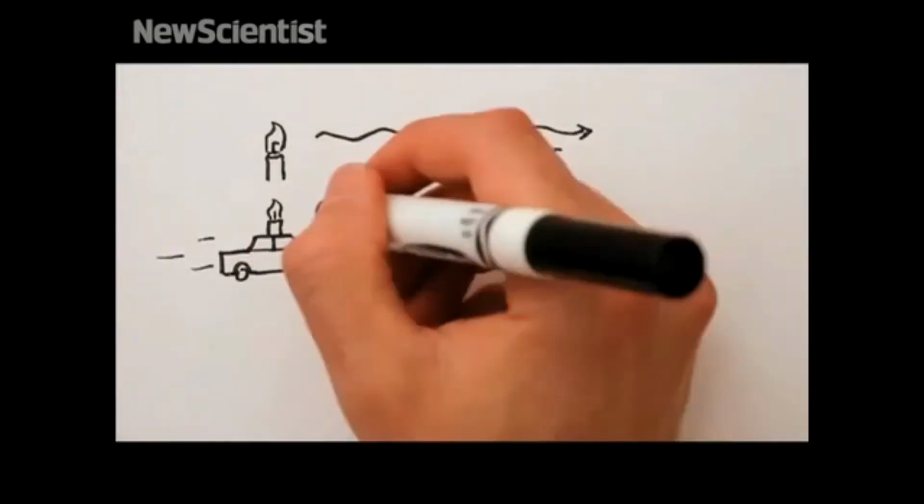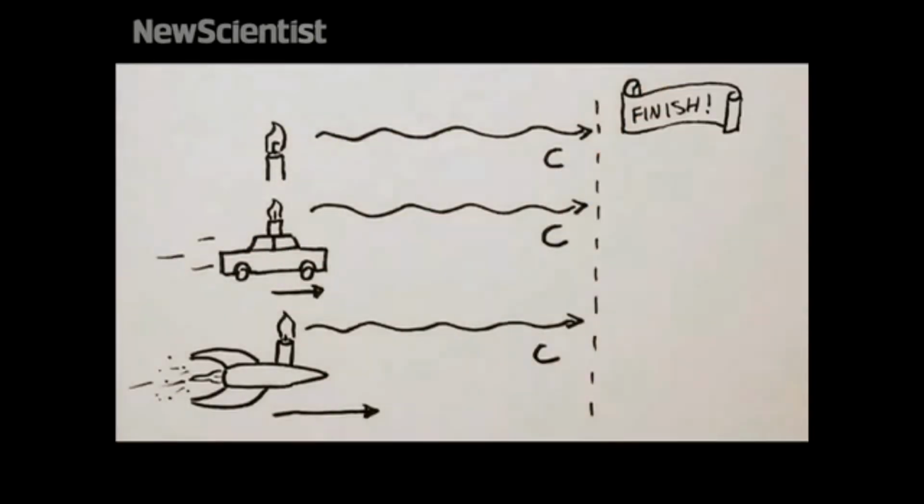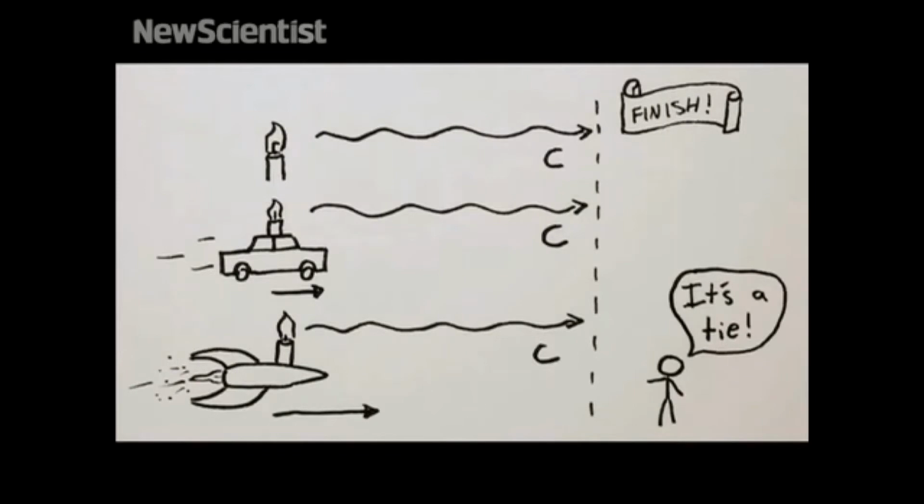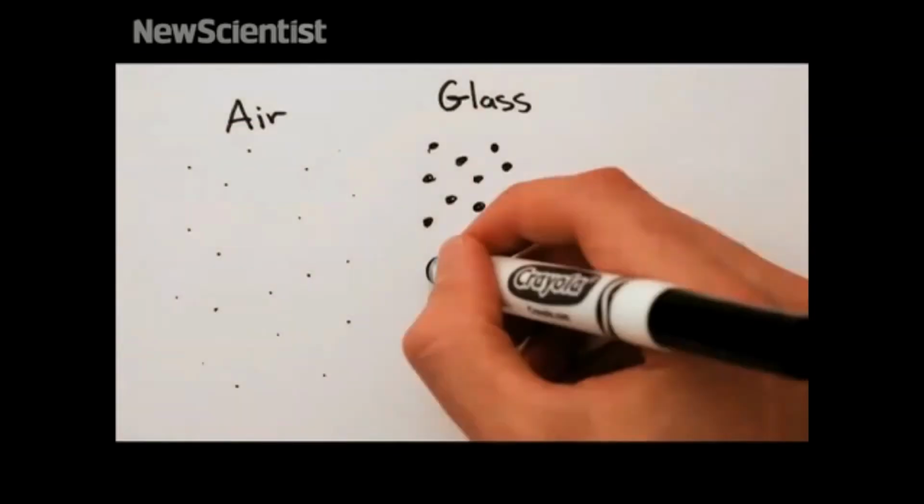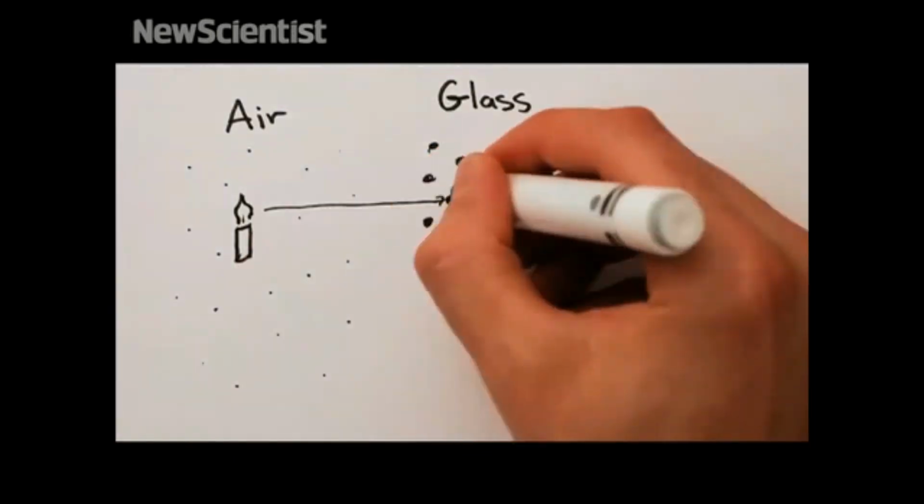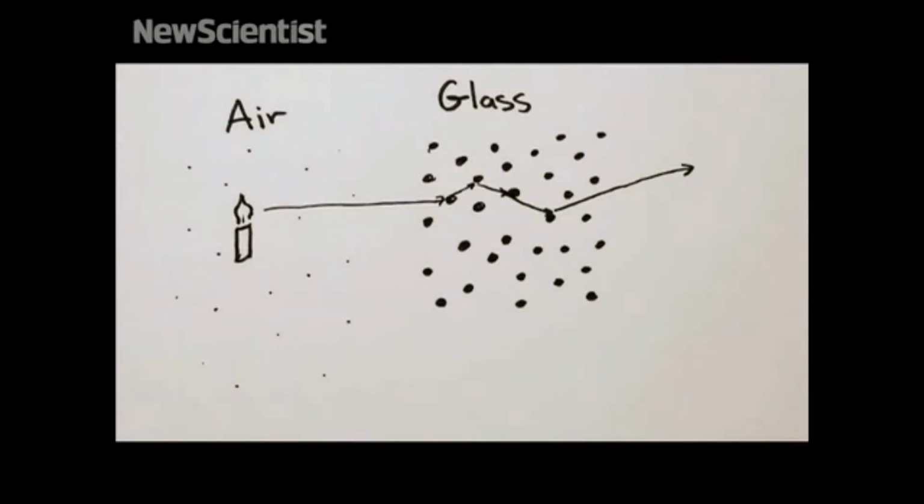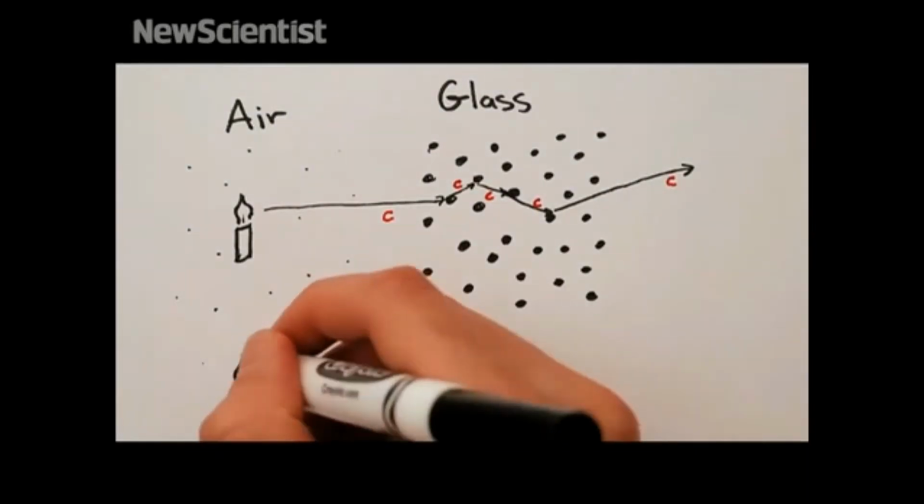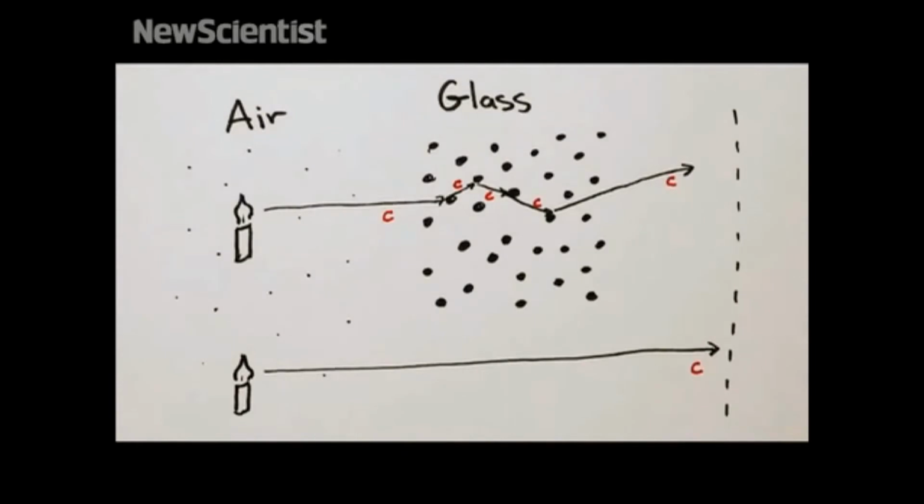But wait, you say, I thought light traveled at the same speed in every reference frame. You still haven't explained how it can slow down. Well, now let's think about light as a particle. When light goes through glass, it gets knocked around and bumps into all sorts of molecules and electrons, but whenever it's traveling, it's traveling at the speed of light. But it's busy interacting with and scattering off lots of stuff along the way, and it doesn't necessarily take the shortest path through the glass.